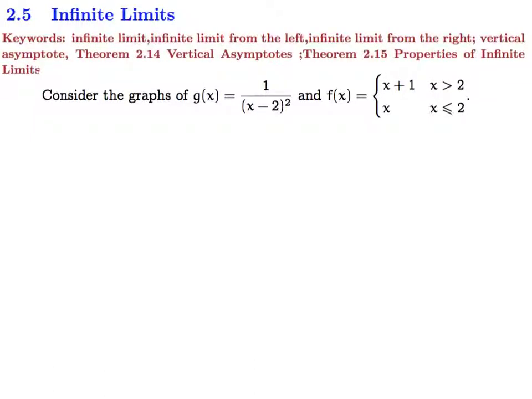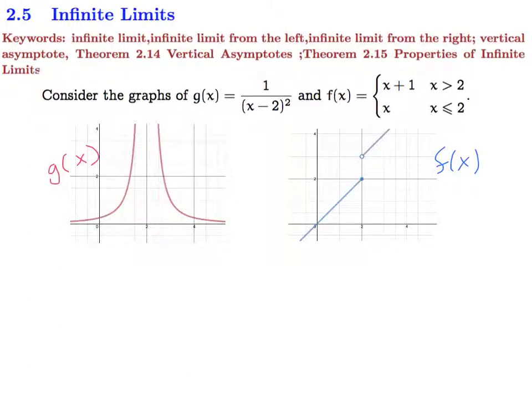So the big topic today is going to be infinite limits, and we're going to start by looking at two graphs. The graph g of x, which is given by 1 over (x minus 2) squared, and f of x, a nice piecewise function, which is x plus 1 if x is greater than 2, and just going to be x if x is less than or equal to 2. So let's look at their graphs.